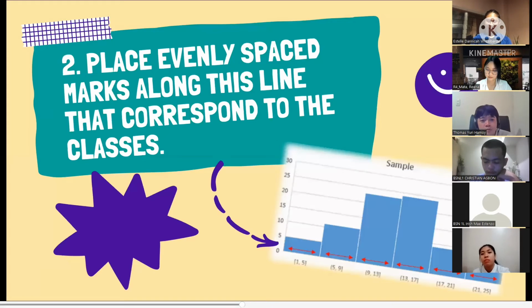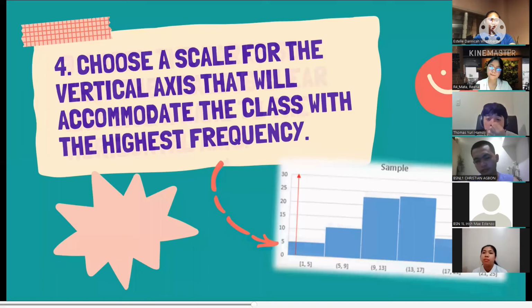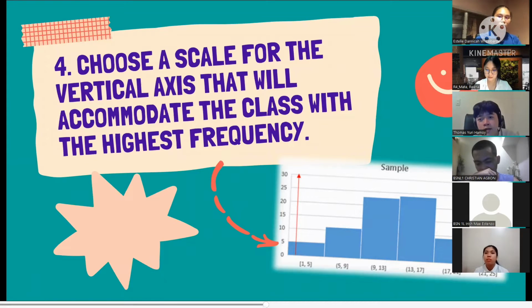The second step is to place evenly spaced marks along this line that correspond to the classes. The third step is to label the marks so that the scale is clear and give a name to the horizontal axis. Fourth is to choose a scale for the vertical axis that will accommodate the class with the highest frequency. You must take note that the vertical axis must reach the highest frequency in order for us to create a histogram that accommodates all of the data.